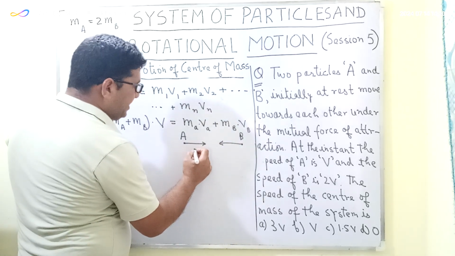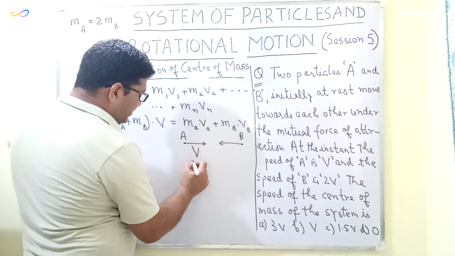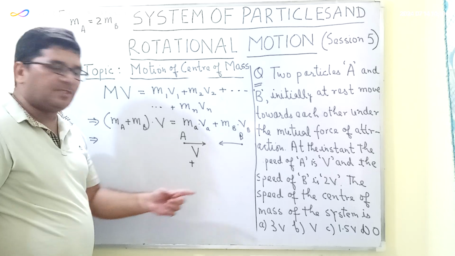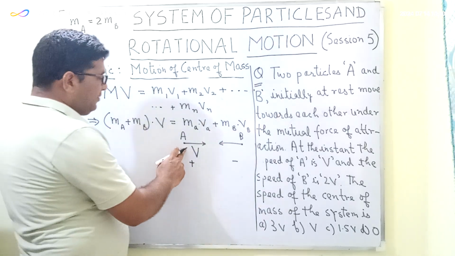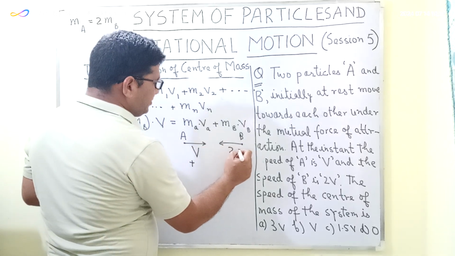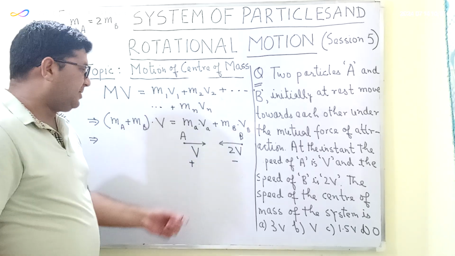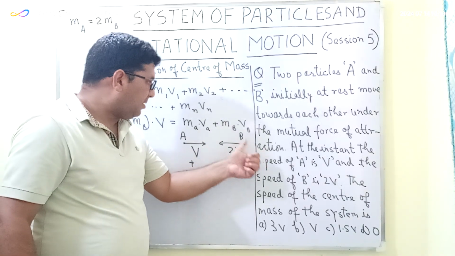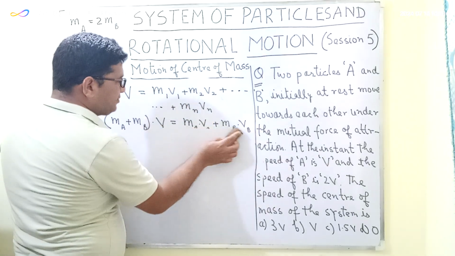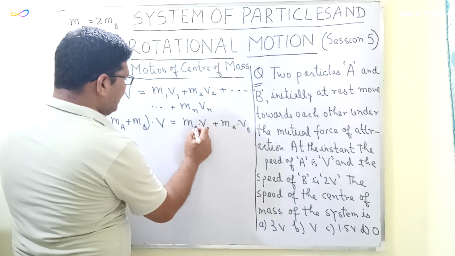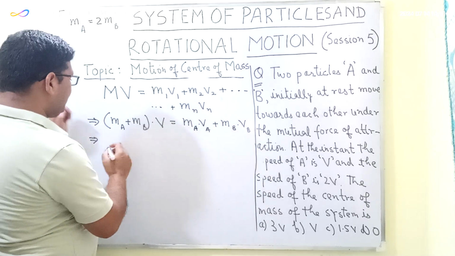So if at any instant the velocity of the particle A is V, and if it is taken as positive, then the velocity of the particle B, since it is moving in the opposite direction, will be taken as negative. Okay? So here the velocity of the particle A is V and here the velocity of the particle B is 2V. So if I am taking the velocity of the particle A as positive, then I have to take the velocity of this particle, that is B, as negative. So I will be using this concept in this equation, that is for MA.